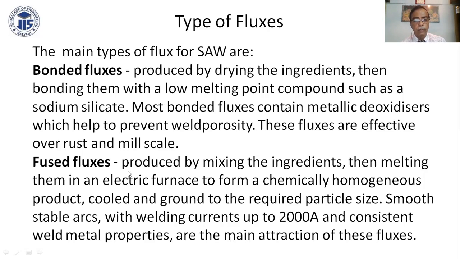Fused fluxes are produced by mixing the ingredients, then melting them in an electric furnace to form a chemically homogeneous product, cooled and ground to the required particle size. A smooth, stable arc with welding currents up to 2000 amperes, and consistent weld metal properties are essential features of these fluxes.